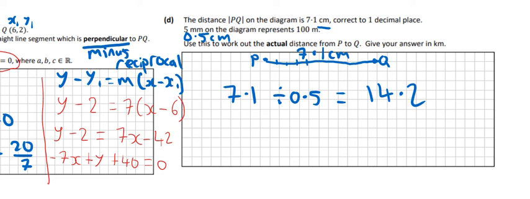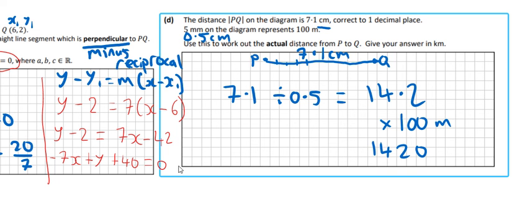Then each one of those 14.2 of them represents 100 meters. So let's multiply it by 100 then. And we need to be careful. So that's multiplied by 100 meters, so that's going to be 1,420. So that's our answer in meters.